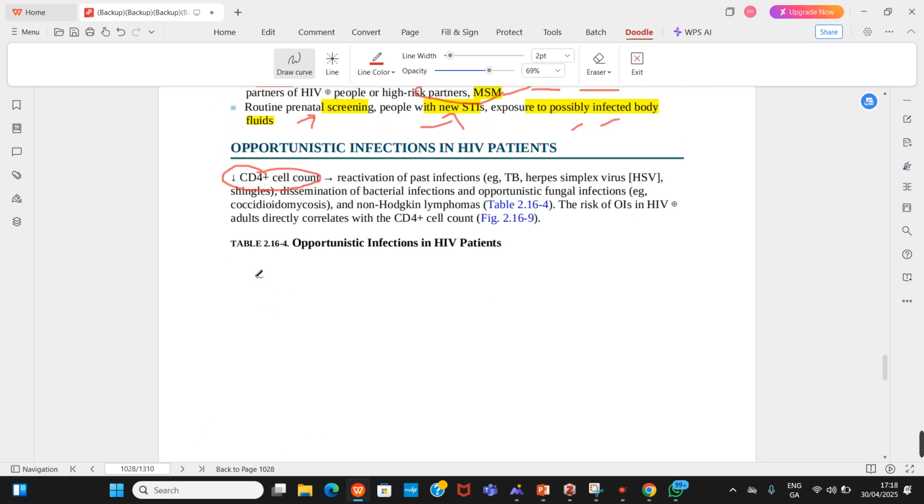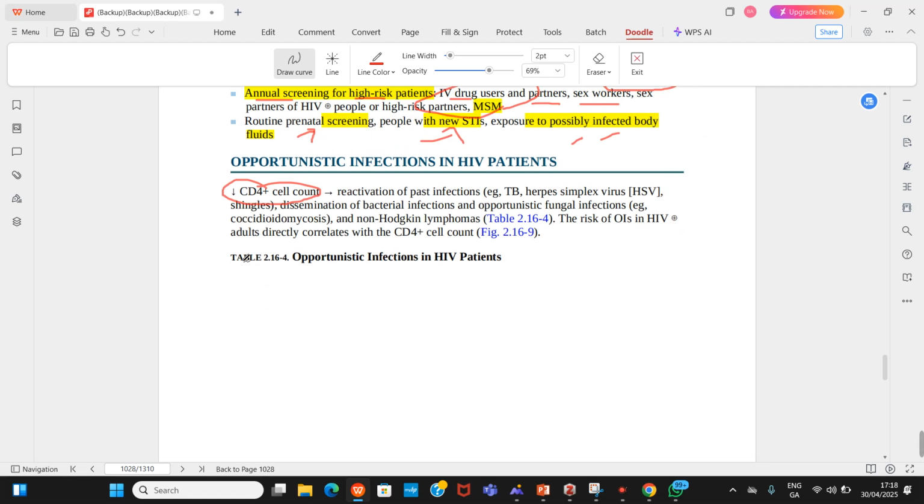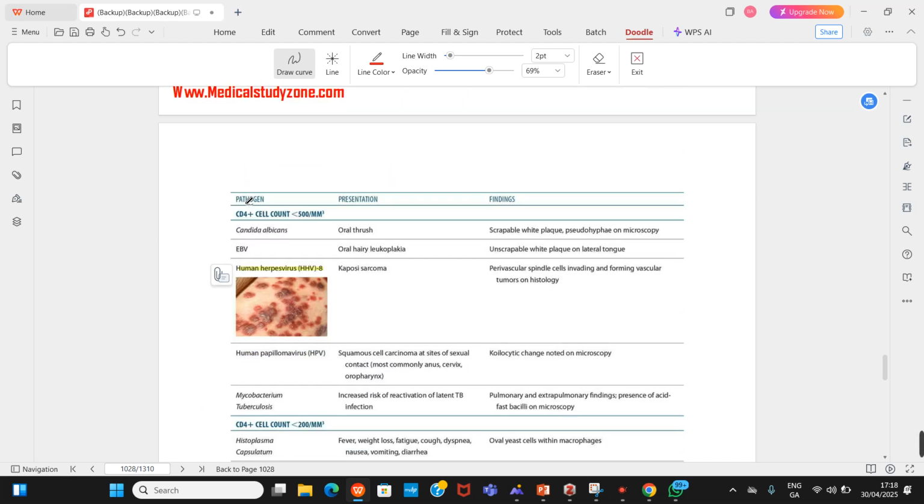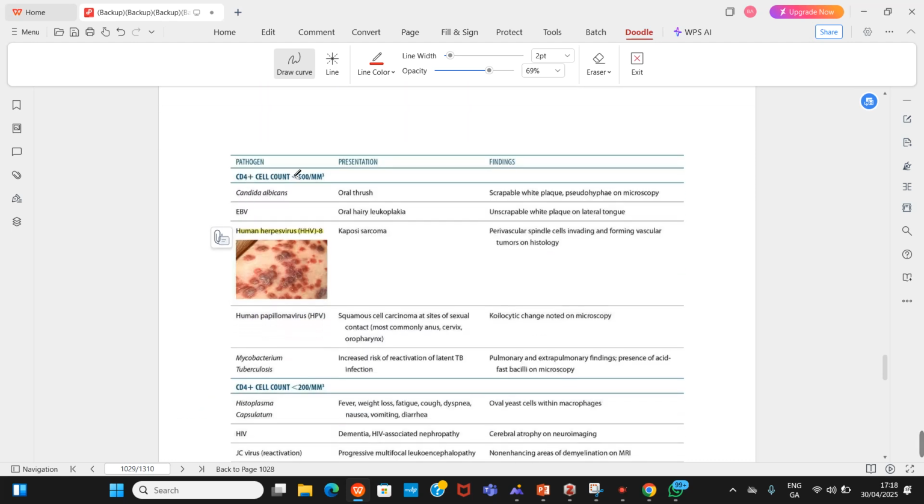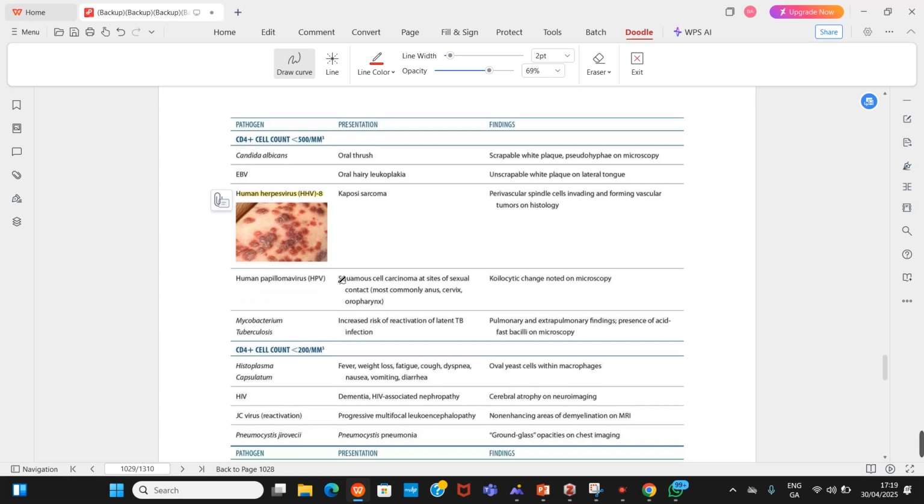So the opportunistic infection, the tendency of those opportunistic infections happening depends on the CD4 count. And we are going to look at the spectrum. So the first spectrum is when it's less than 500. So what are the things that they are likely going to have? I used to remember step 1 with the words "my happy, Kaposi." That's what I used to say for step 1. So you just have to remember the first two.